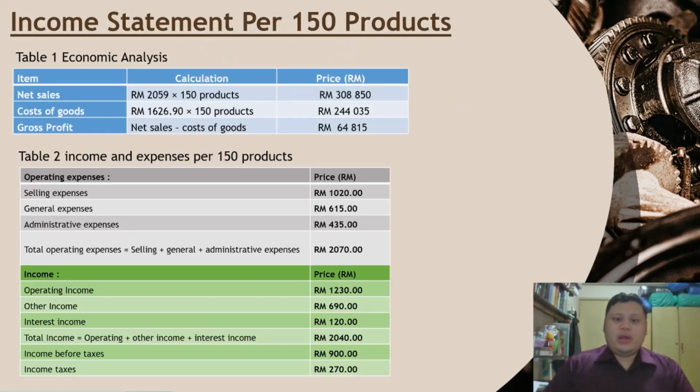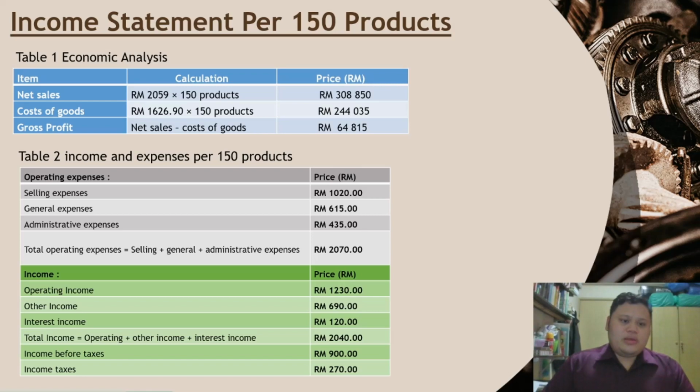Income statement per 150 products. This table shows the economic analysis, income, and expenses per 150 products. Let's take a look one by one. Table 1 shows the economic analysis. The calculation as shown is for 150 products. The price for net sales is 308,850 ringgit. Cost of goods is 244,035 ringgit. The gross profit as shown, net sales minus cost of goods, is 64,850 ringgit.